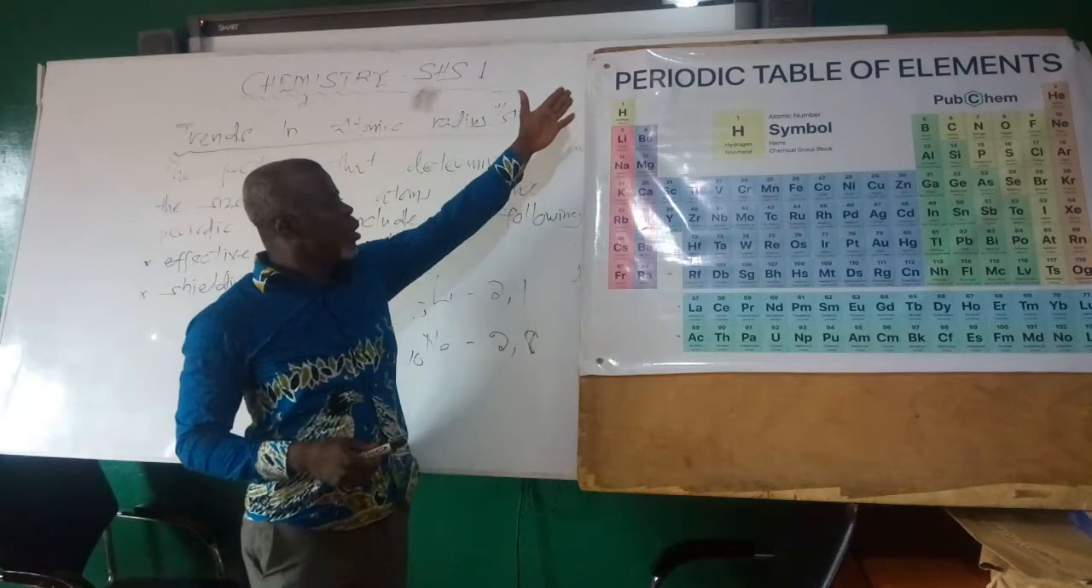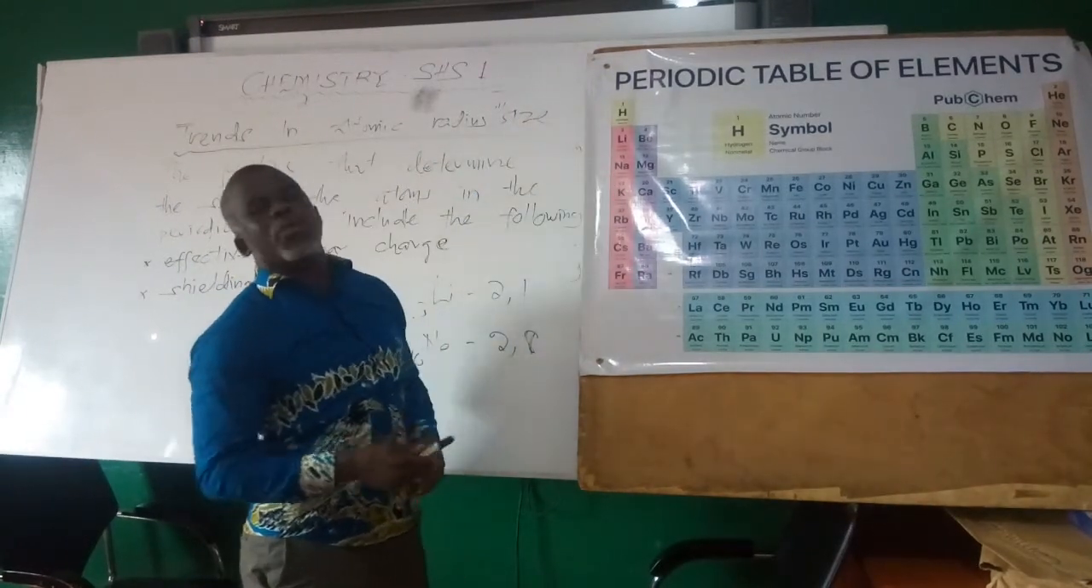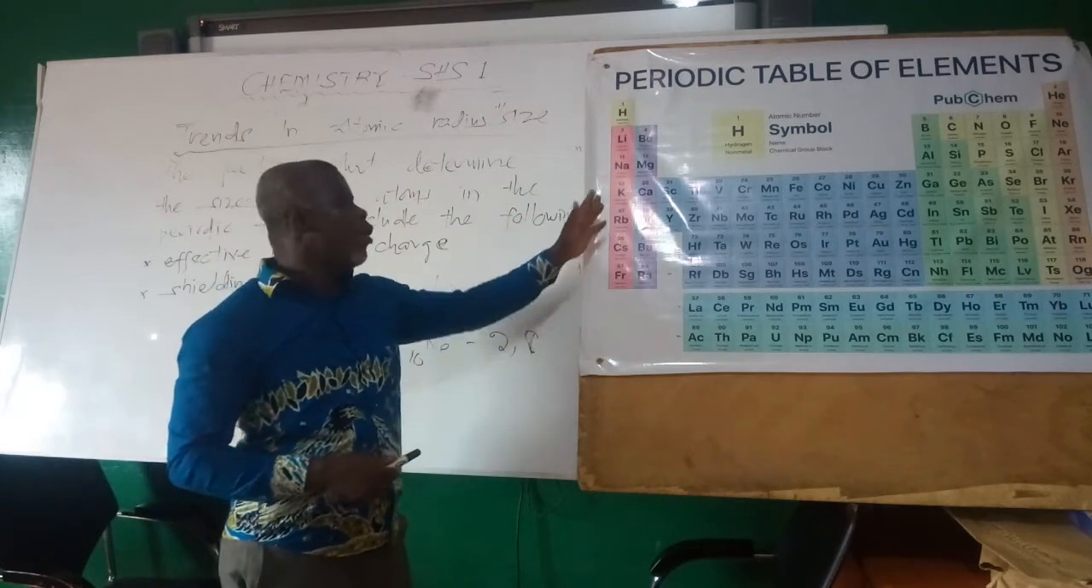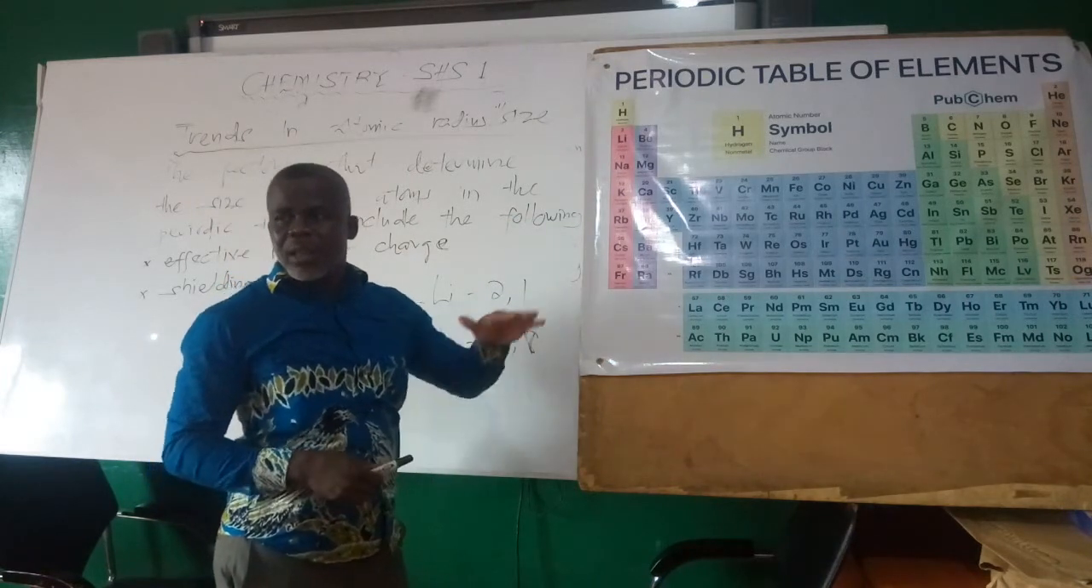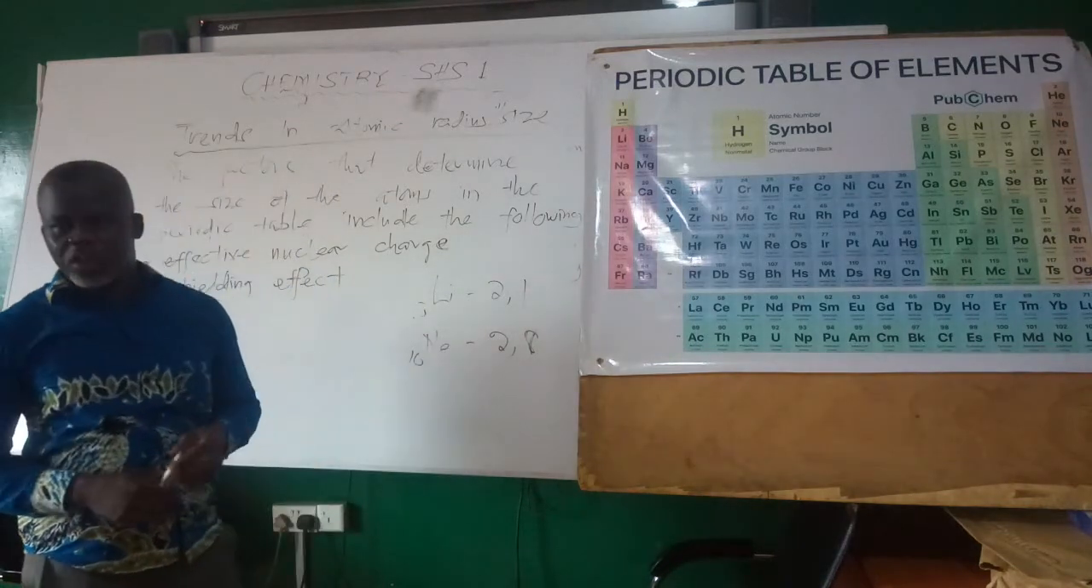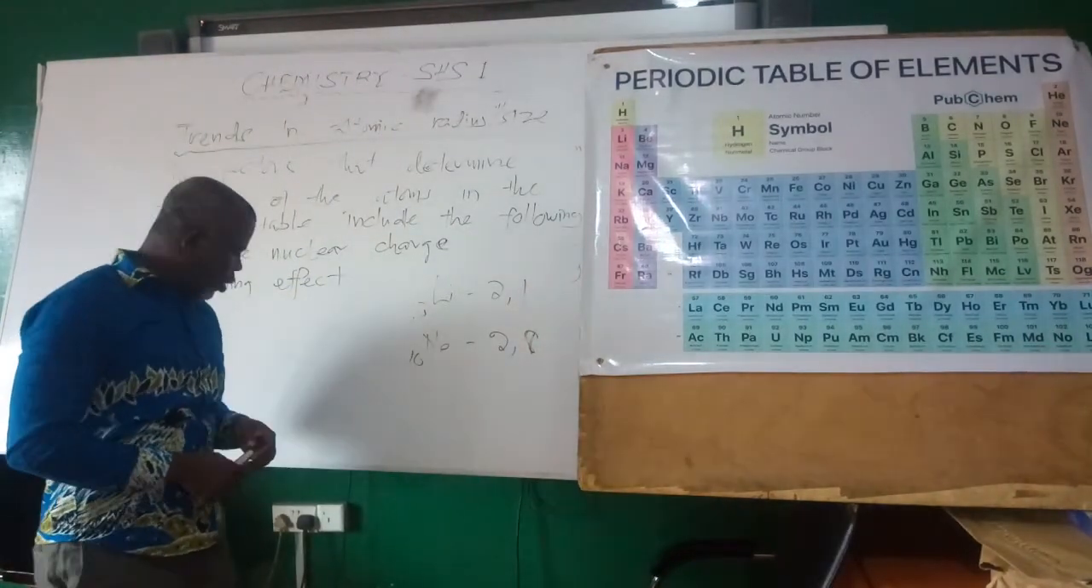And we see that within a group, or down a group, atomic size or radius increases. So down a group, atomic size increases, but across a period, atomic size decreases. So let's take this one down.